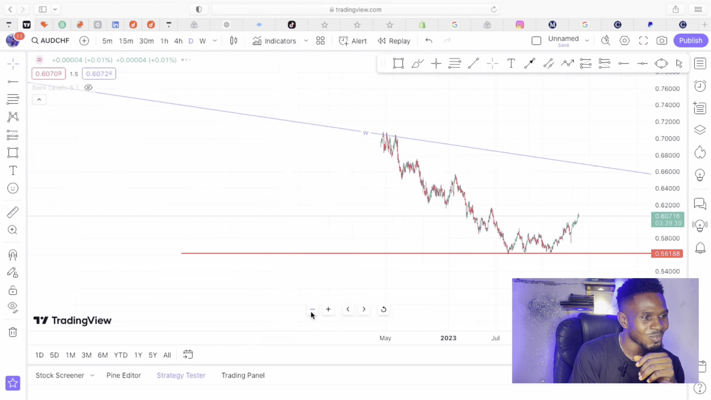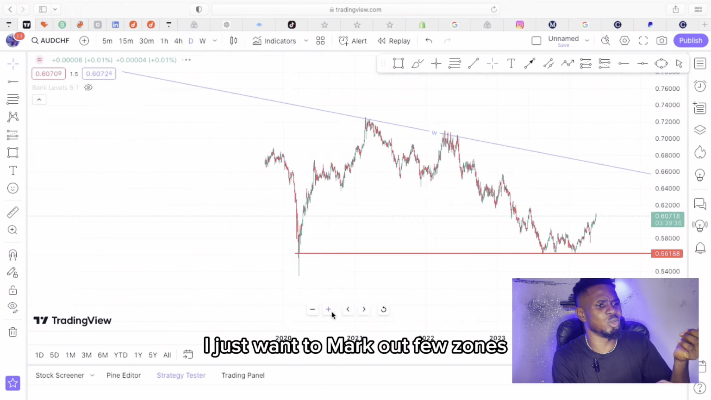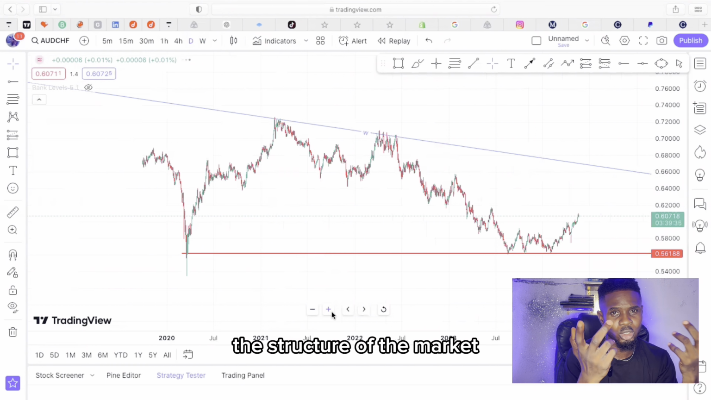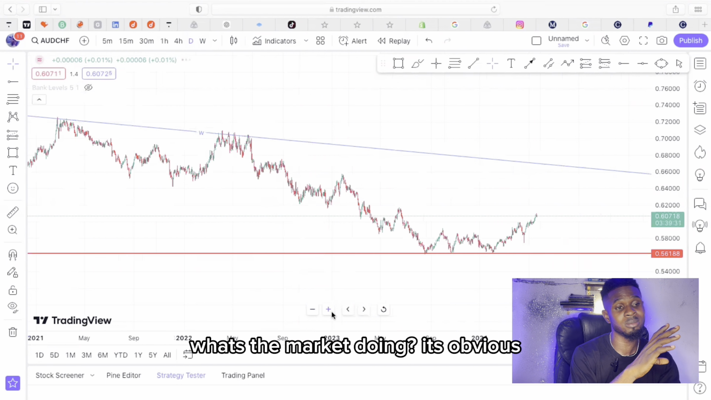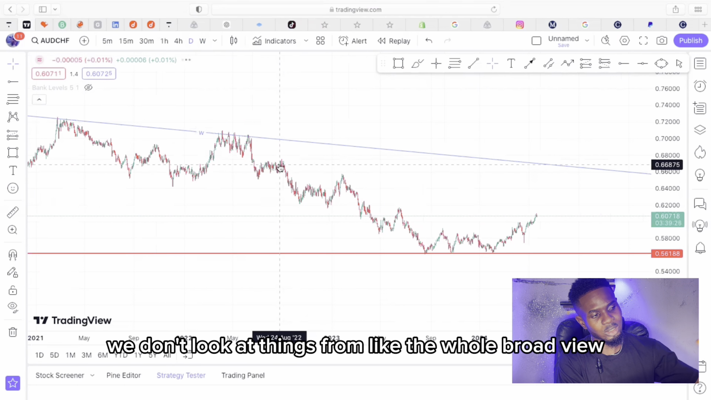So now we're in the daily time frame. What I want to mark out on the daily time frame is just a few zones, not too much. I want to understand the structure of the market. What's the market doing? It's obvious the market is in a downtrend. And from the daily, we don't want to look at things from the whole broad view.